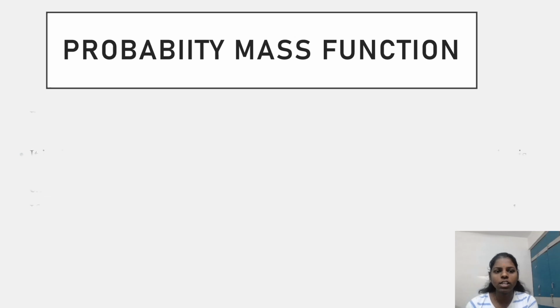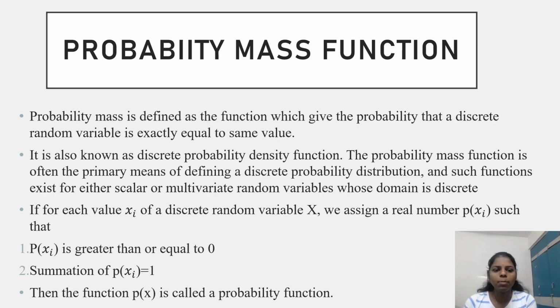Probability mass function. What is probability mass function? Probability mass function is defined as a function which gives the probability that a discrete random variable is exactly equal to some value. It is also known as discrete probability density function. The probability mass function is often the primary means of defining a discrete probability distribution, and such functions exist for either scalar or multivariate random variables whose domain is discrete.